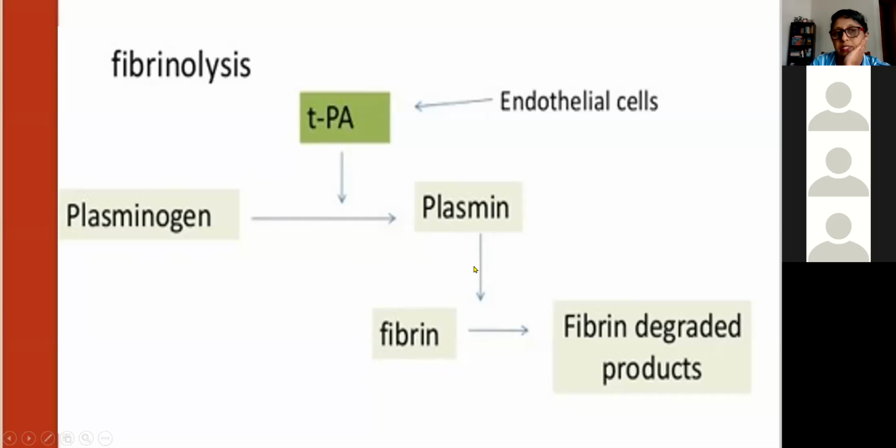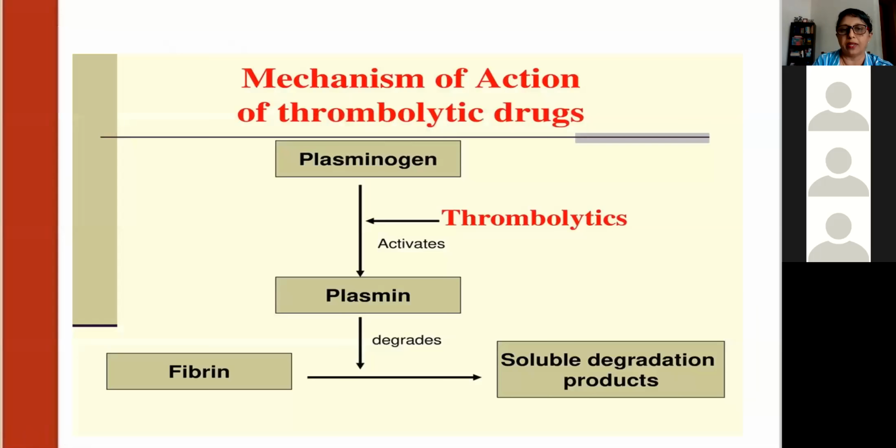Now we are going to see fibrinolytics or thrombolytics that will lyse the thrombus or lyse fibrin. The mechanism of action of the pharmacological thrombolytic drugs, or fibrinolytic drugs, is that they are actually activators of plasminogen. Plasminogen is converted to plasmin, and this plasmin will degrade the fibrin to soluble degradation products. This is the mechanism of action of all thrombolytic drugs.